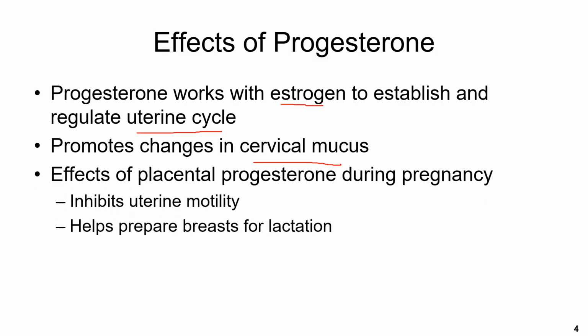In addition to that, progesterone coming from the placenta will inhibit uterine motility. What that means is it does not allow the contraction of the uterus during pregnancy. We don't want the uterus contracting during pregnancy. That could lead to a miscarriage. Progesterone also prepares the breast for lactation. Lactation is milk production. Okay.